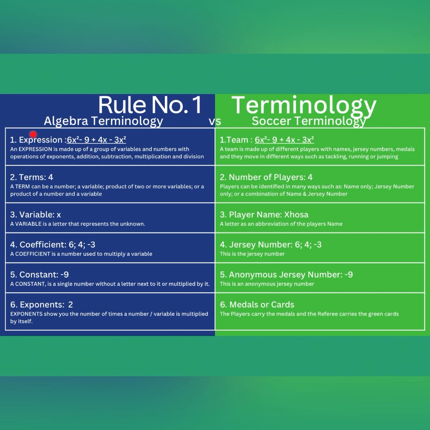We have algebra terminology versus soccer terminology. Starting with number 1, expression. An expression is made up of a group of variables and numbers with operations of exponents, addition, subtraction, multiplication, and division. Here is an expression: 6x squared minus 9 plus 4x minus 3x squared. This expression in soccer is called a team.